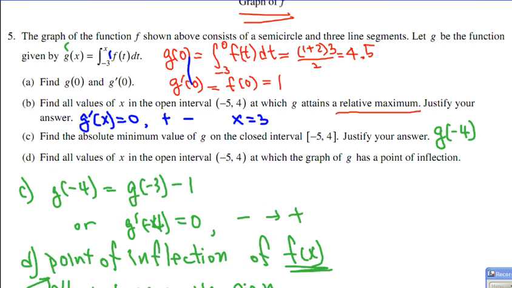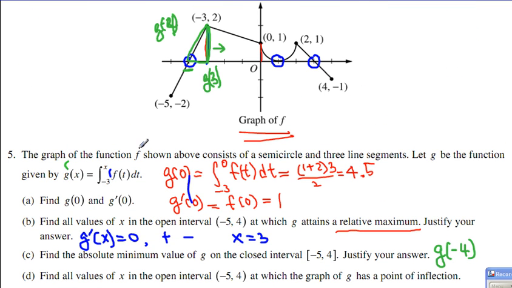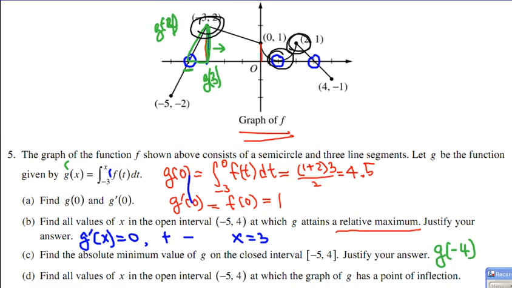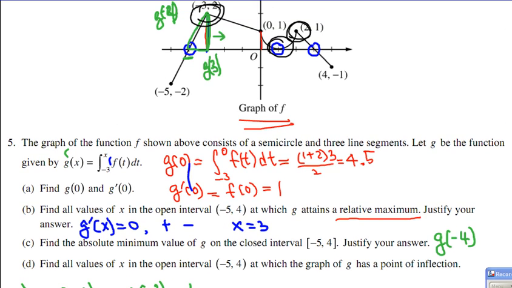Now, we'll be using that concept here. Let me try to use a different color. How about black? Where do we see a relative minimum or relative maximum? One point is right here, another point is right here, another point is right over here. 3 locations. So find all values of x. Now then, that's when x equals negative 3.